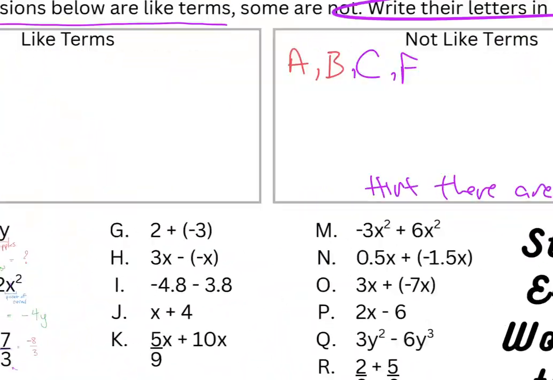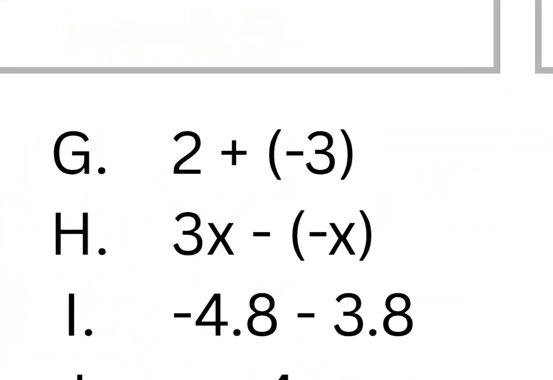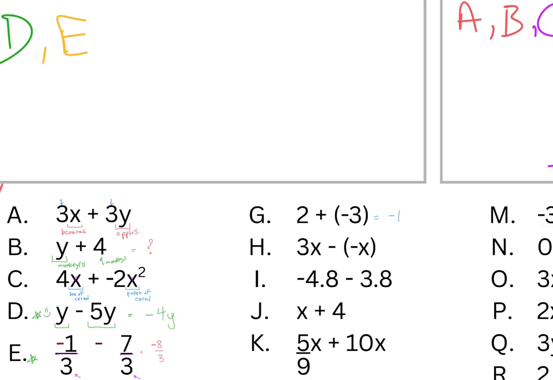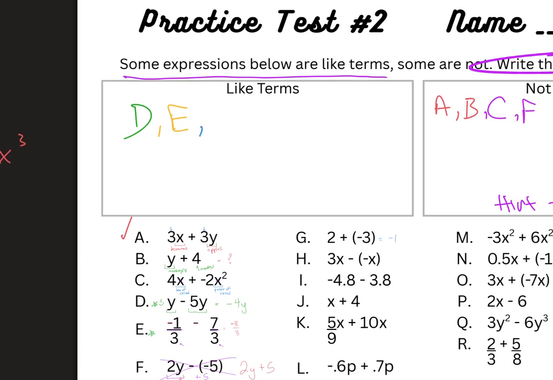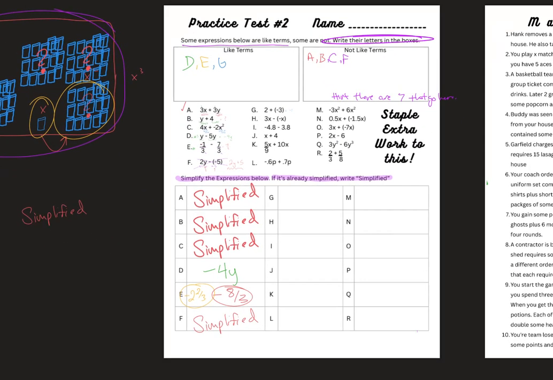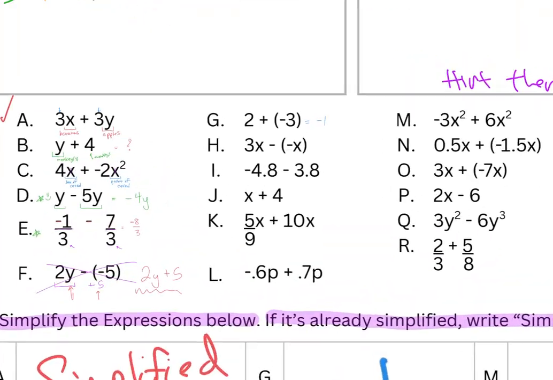G, did we write this down? We did. F is up there. G, 2 plus -3. That's -1, y'all. If I have $2 and try and spend 3, I will have -$1 at the end of the day.